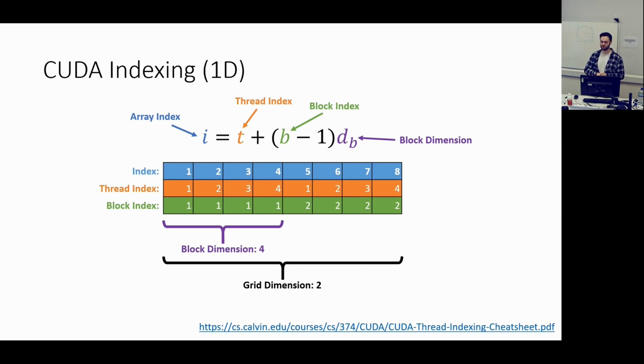So each time you go into a new block, you have to add the block dimension times the block index to sort of offset the thread ID. We'll go over this in more detail. With this equation, we'll put that back into our first CUDA kernel and actually see it working.